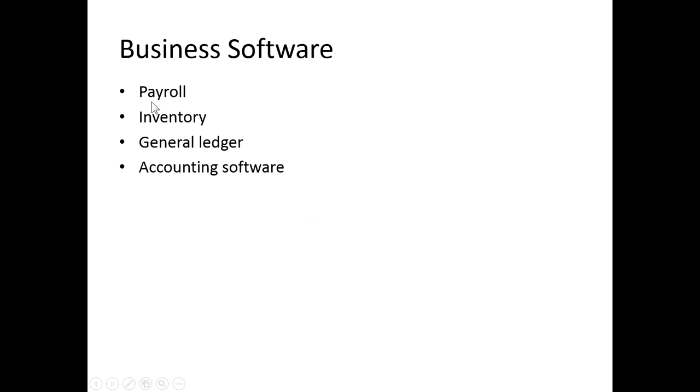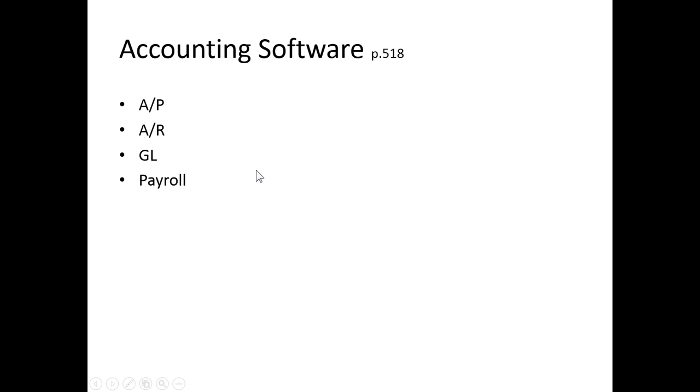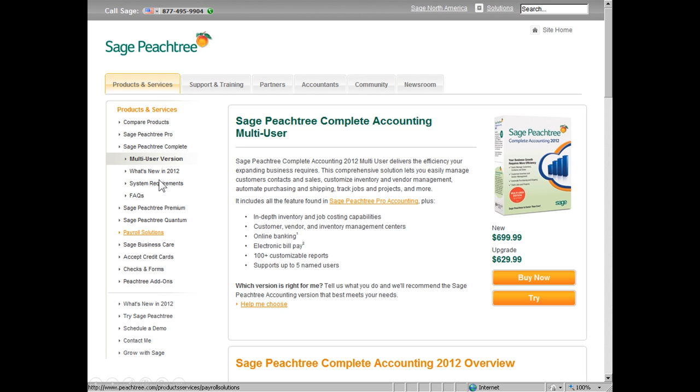Business software. Virtually all businesses do payroll, and most of them do inventory and general ledger, and they use accounting software. Accounting software can be used for accounts payable, accounts receivable, general ledger, and payroll. And 2 very commonly used accounting software packages. One is Sage Peachtree. Sage Peachtree, complete accounting multi-user software, does inventory, payroll, accounts payable, accounts receivable, multi-user version, $700, and that's low end. That's the small business version.